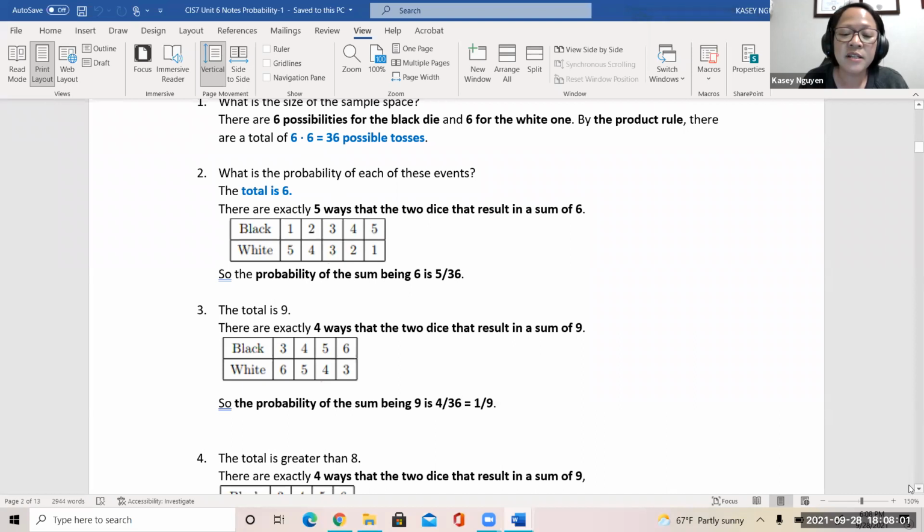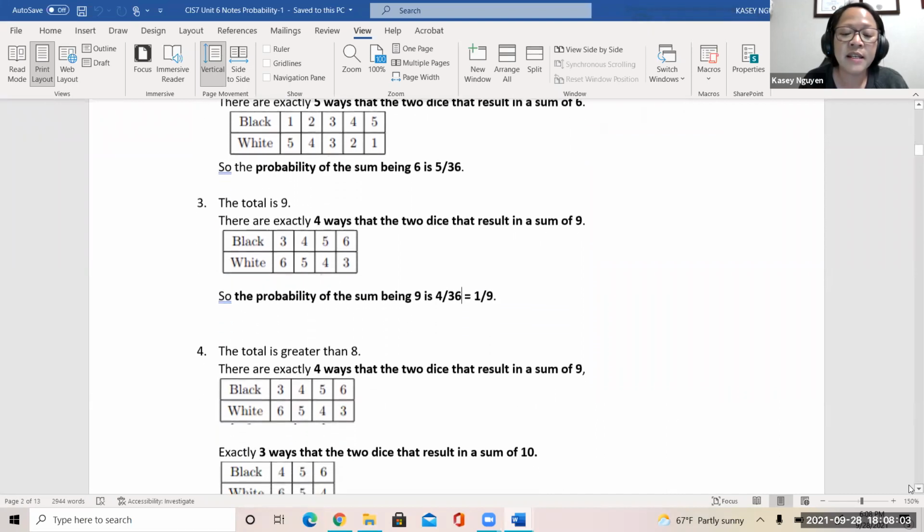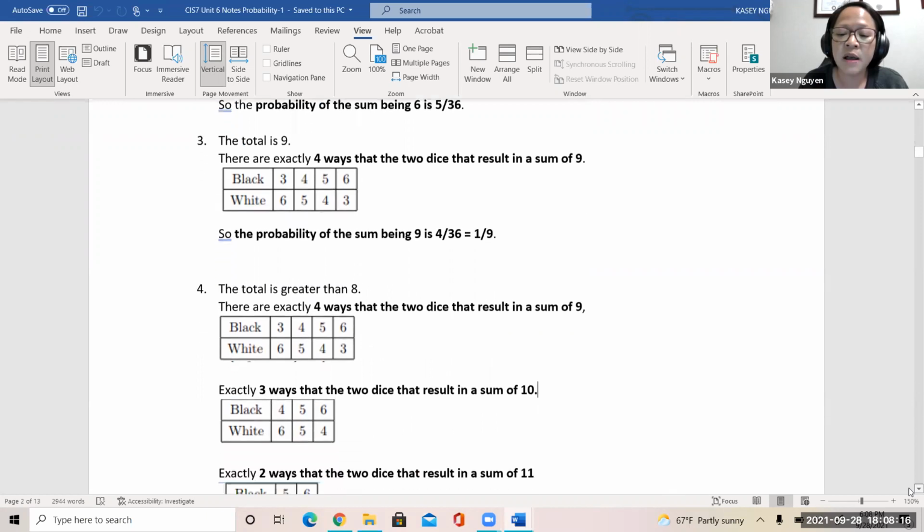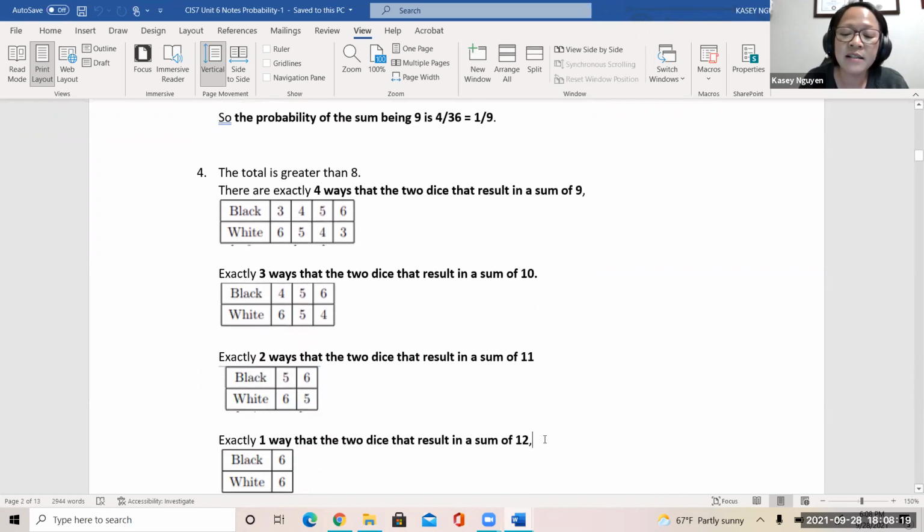And then in the third scenario, we want to get something that's higher than 8. Not necessarily 8, but bigger than 8. So higher than 8 could be a 9, a 10, an 11, and a 12. Why can't we surpass 12? Well, because there are only 6 faces on each dice. And when you add that up, the highest number on each dice is a 6. So a 6 plus a 6 is a 12. So anything higher than 8 could be a 9, a 10, an 11, and a 12.